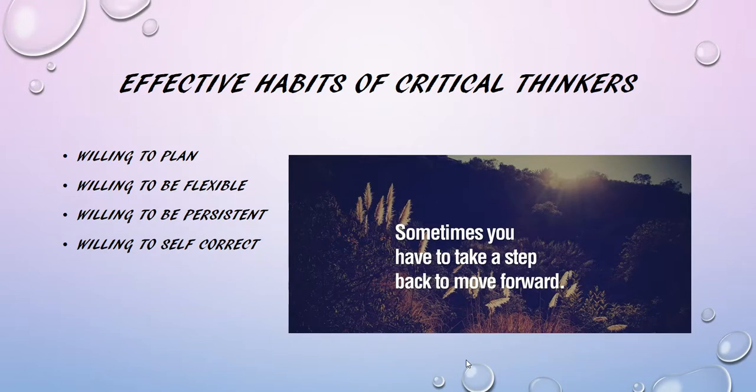To be an effective critical thinker, you must be willing to see the solution as a living project. You plan, but realize that sometimes there's going to be something that changes unexpectedly or a barrier. The most important habits of a critical thinker are to plan, be flexible, be persistent, and be willing to self-correct when you see a problem or an unexpected change.